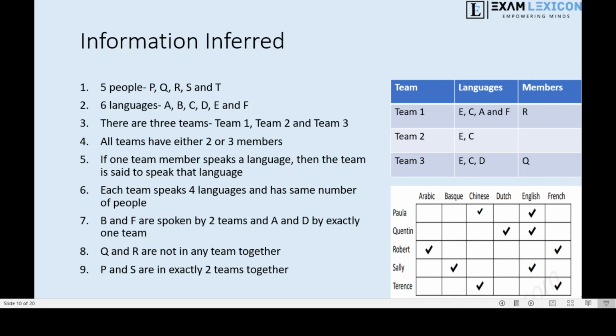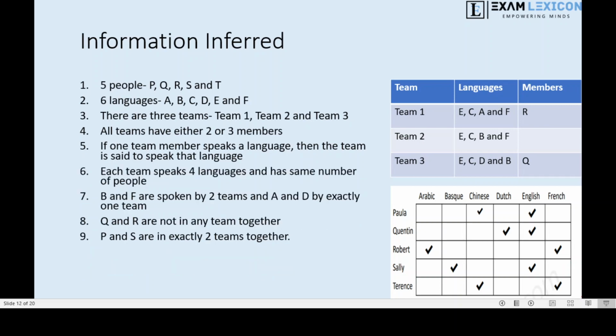Okay. So we can add B in team 2 and team 3's columns. And similarly, French is also spoken by 2 teams, and we have only 1 team as of now speaking French, which is team 1. So we can add French also here. So as you can see, we have filled up the languages column. Now we just need to fill in the members column.